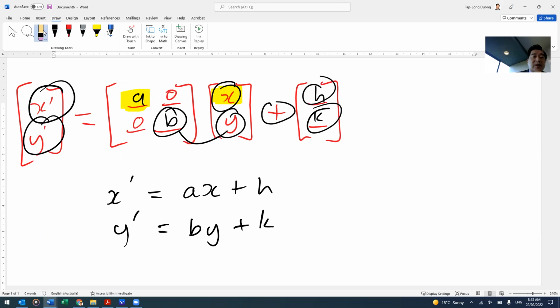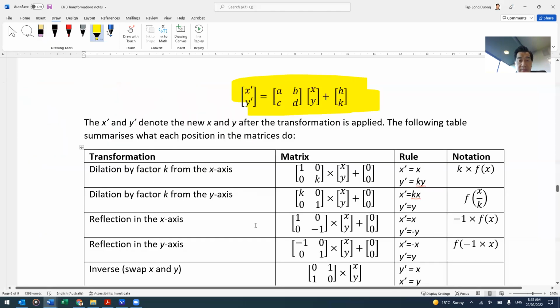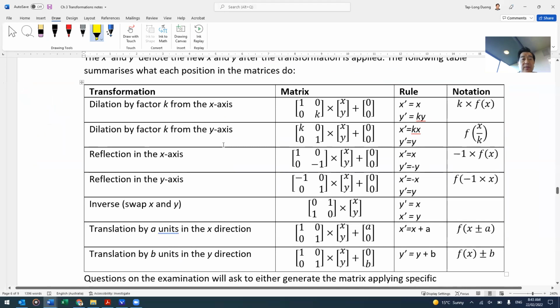But the reason why I've given you the table with the full matrix in there, printed out, and explanation of what each one does, is because I want you to get used to remembering how to apply each one. So in the table that I've given you, they're all here.